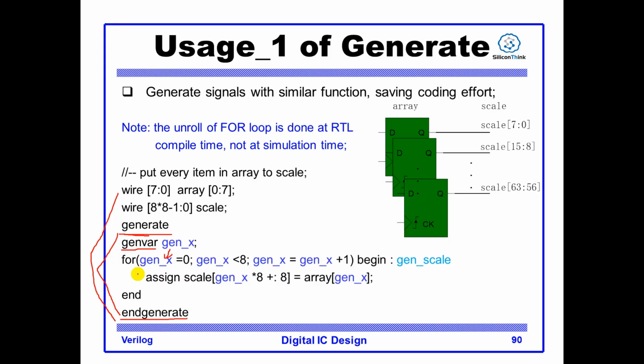And in the loop body, it's just an assignment statement. That means it will get each element from the array and assign it to some bits of the scale. And there is a name. Okay, this is a block name. For any begin-end coding block, you can give a name after it. This is the code block name. For generate, we usually give a code block name after the for loop.